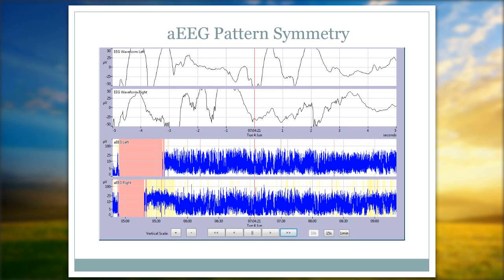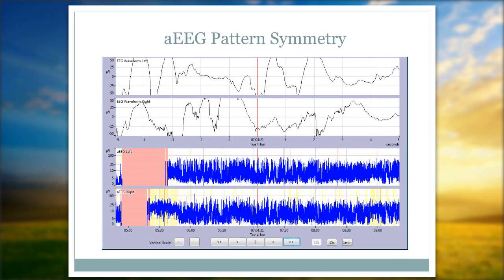So first we want to talk about symmetry. We've already gone through all the ways that you can classify aEEG. So we look at our upper margin, it's over 10. We look at our bottom margin, it's less than 5. We say there is variability. I'm going to call this a discontinuous tracing. And it looks the same on both sides, the left and the right. You're like, okay, great, this is a discontinuous tracing and it's symmetrical.